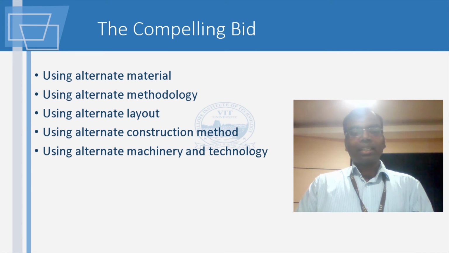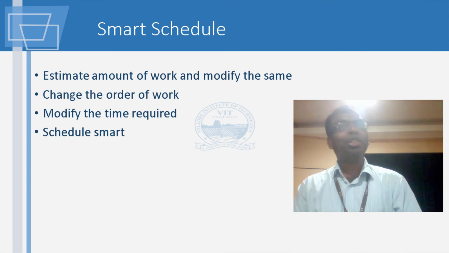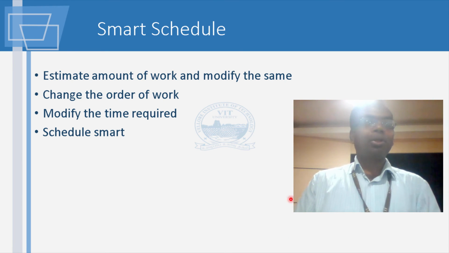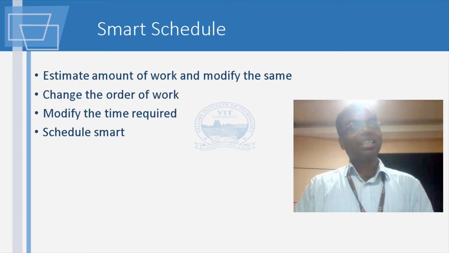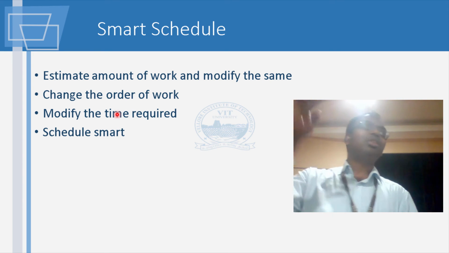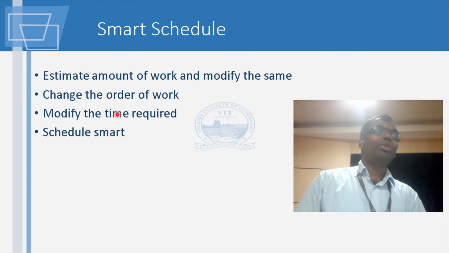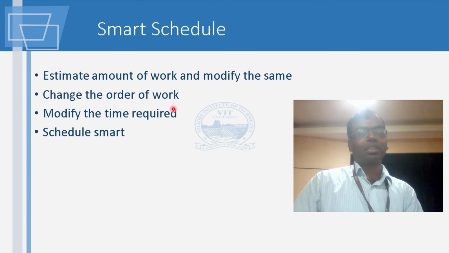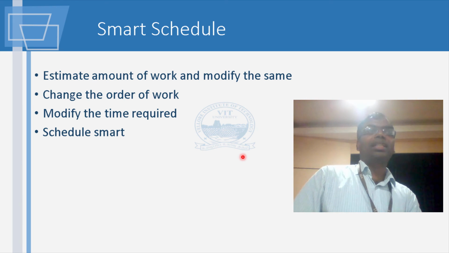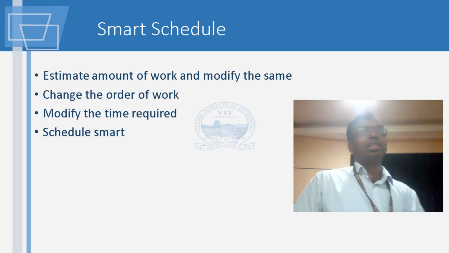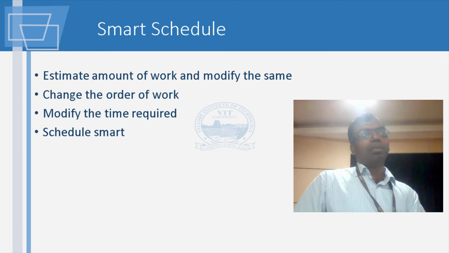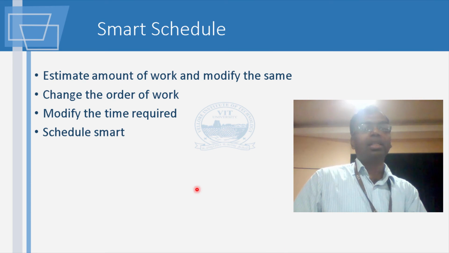Then you have to schedule very smartly. You should estimate the amount of work, and change the order of work, meaning the sequence in which you do the work. Sometimes if you do it differently, you're going to make a big difference. You can modify the time required. Like we saw that small example of how you could crash parallel activities. It was not a physical example where we said this is the concreting we are reducing; it was just shown as an activity diagram. But I'm sure you understand the principle we talked about.